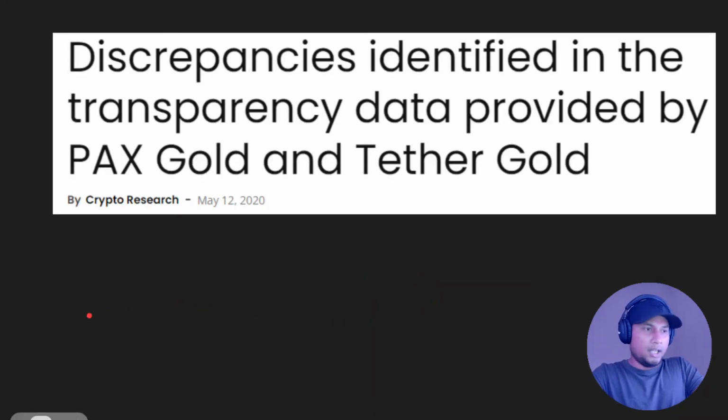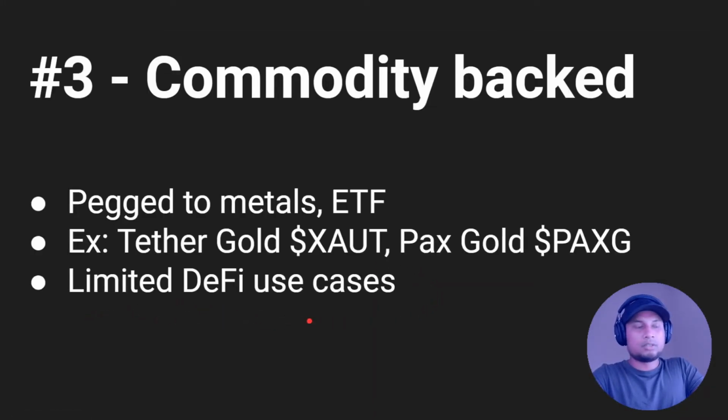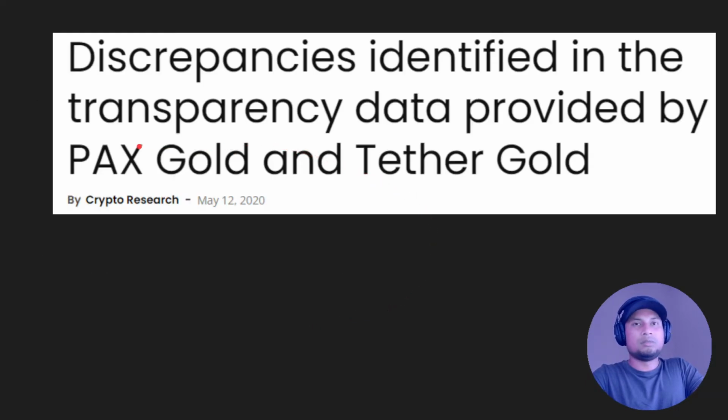But anyways, as of right now, there are limited use cases of this, and also there's an issue with transparency, as I mentioned. If you Google this, you will see a discrepancy identified in the transparency data provided by Pax Gold and Tether Gold. That means there's not enough real gold backing that stablecoin. Okay, so that is where they're probably minting it out of thin air or something like that. So that's why there's a transparency issue, and man, it's a risk.